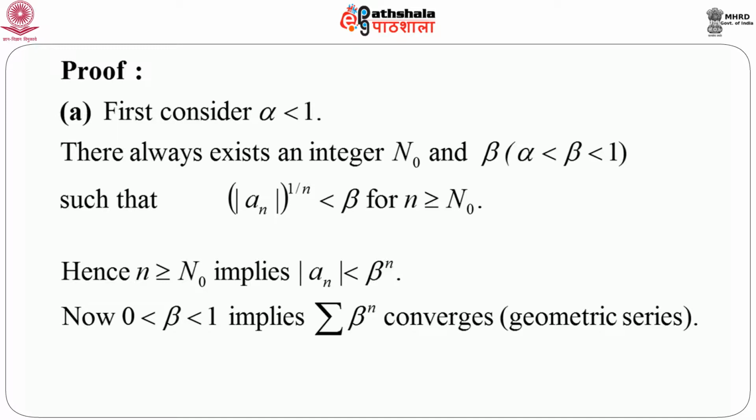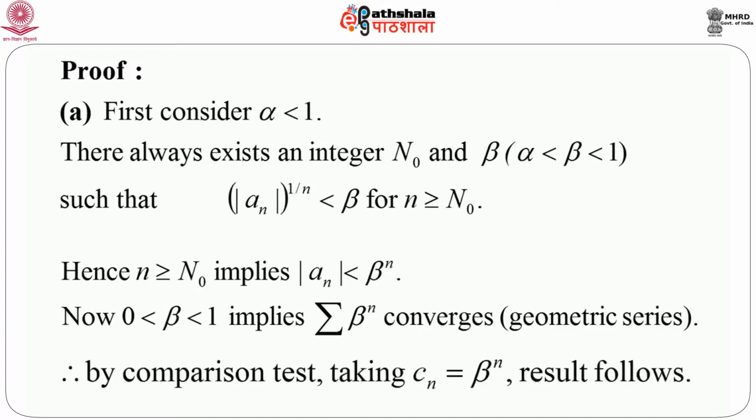So, naturally summation beta to the power n converges, and hence just application of the previous comparison test will ensure that by taking C_n equals beta to the power n, the result will follow immediately. So, here the trick is that we are applying the comparison test on modulus of a_n, and the dominating term is just beta to the power n, which is nothing but C_n in the comparison test. Because we are considering the summation of C_n, C_n should be beta to the power n, that means the common ratio is beta.